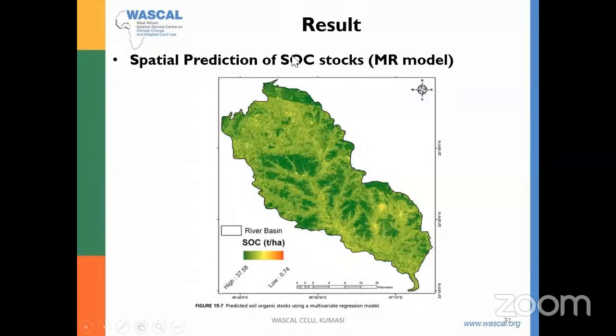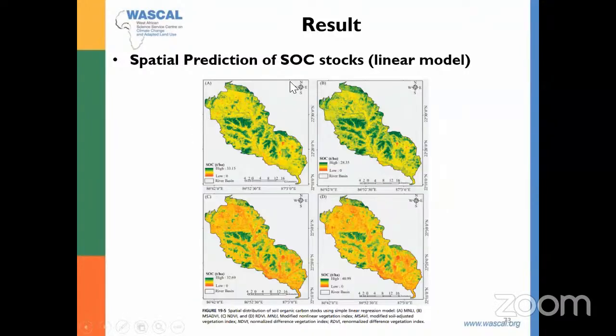So this is a result of a spatial prediction of soil organic carbon using a multivariate regression. This combined all the indices, or all the covariates that we have assessed from remote sensing data sets, and it's used to estimate the soil organic carbon. We can also do a linear model where we use each of the indices to predict the soil organic carbon over the study area.